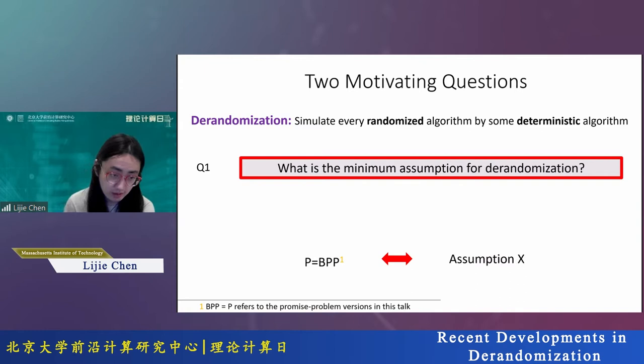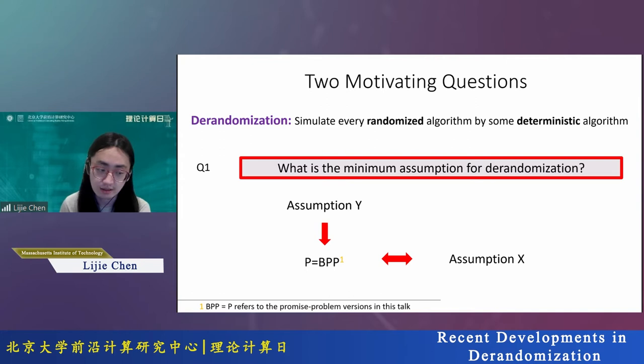So what we really want, ideally, is to find an assumption X that is equivalent to derandomization. Because then, for any other assumption Y, if Y also implies derandomization, then clearly, because X is equivalent to derandomization, Y also implies X. So formally, X is going to be mathematically weaker or not more powerful than any other assumption that implies derandomization. So in this sense, it's the weakest assumption for derandomization, and we want to have a natural, interesting assumption X that is equivalent to derandomization.